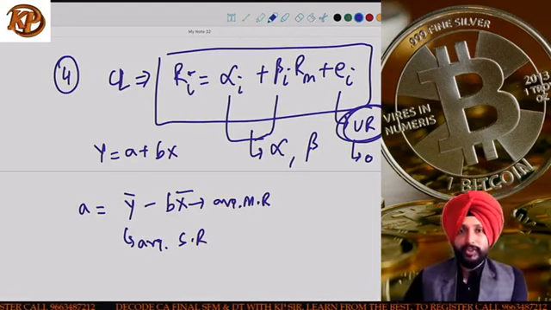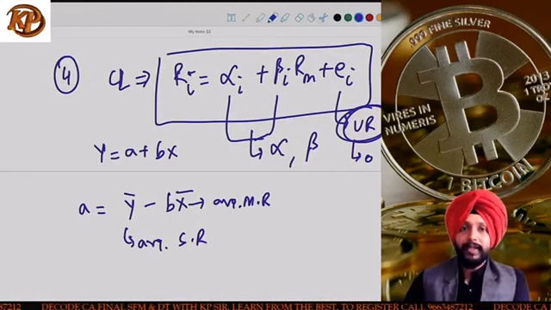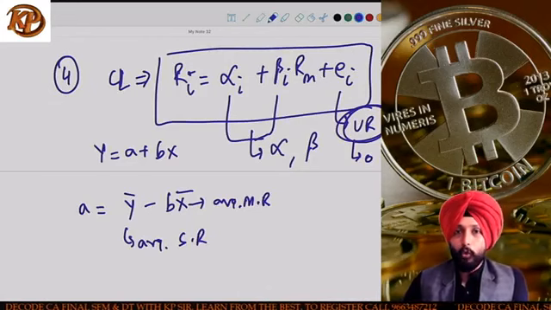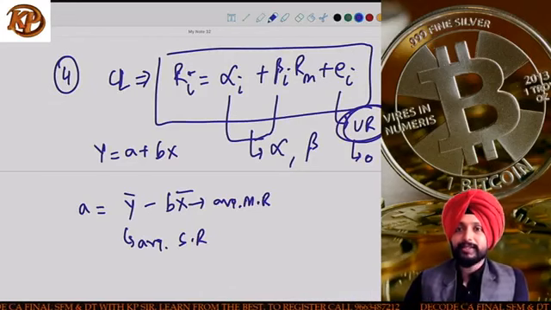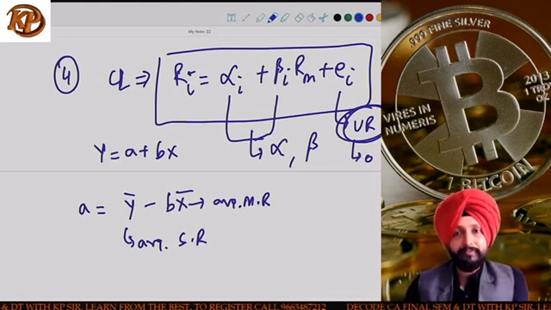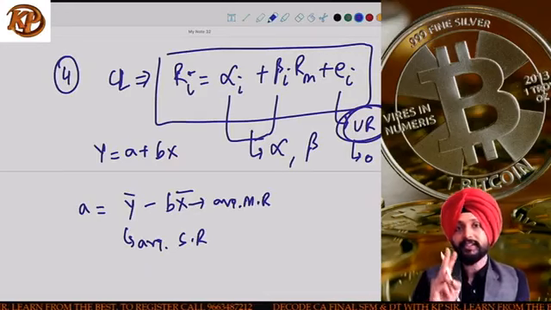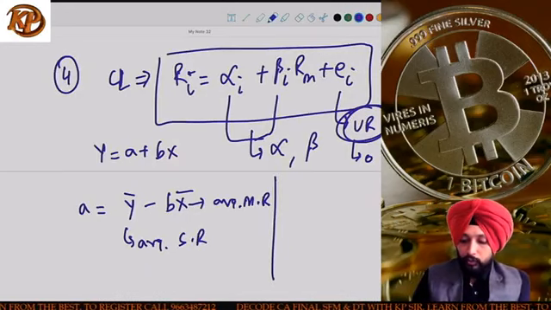So alpha calculation is done like this, and once you calculate alpha, suppose alpha comes as minus 5%, it means that if market return is 0, then the stock is expected to generate a negative return of minus 5%. That is alpha computation. How do we calculate beta?